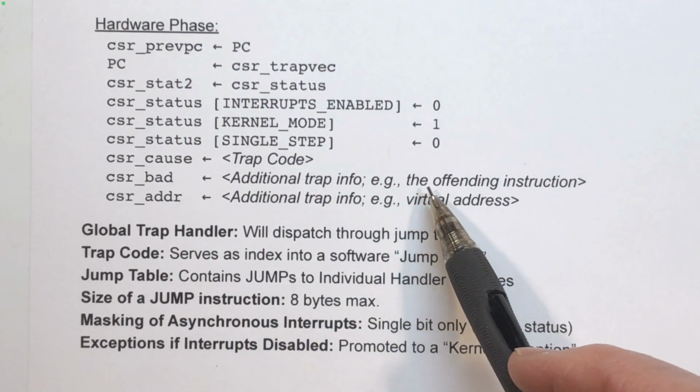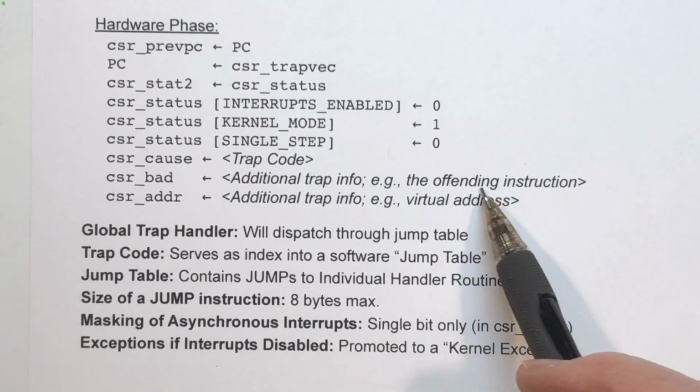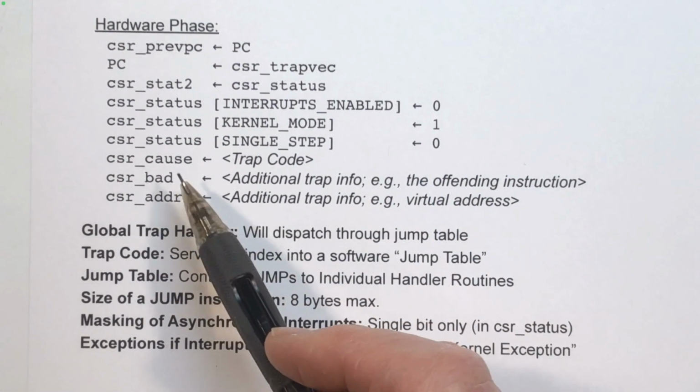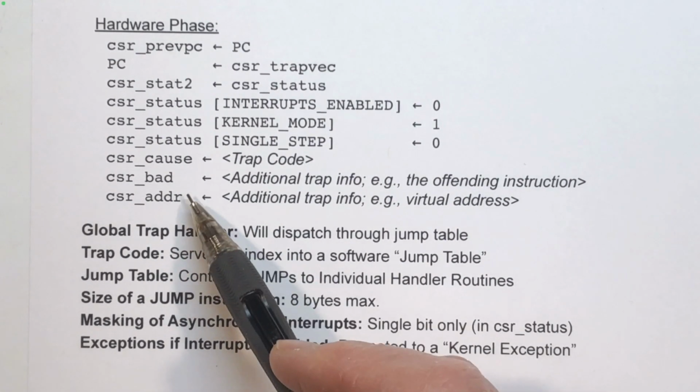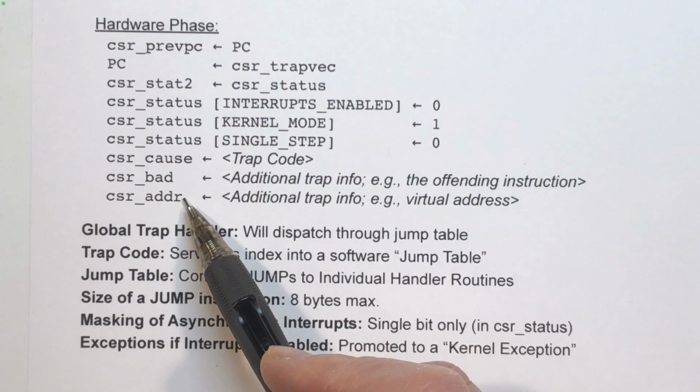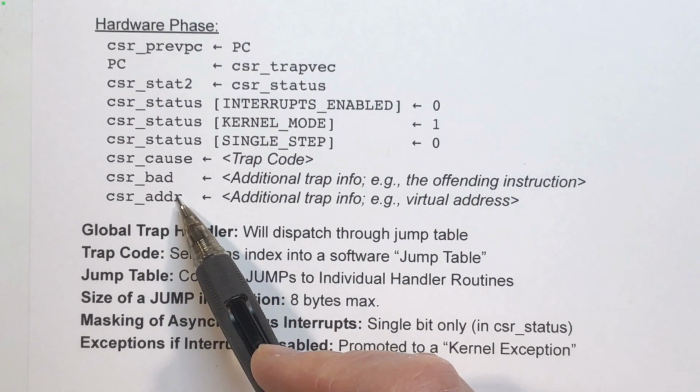For example, if it's an emulated instruction that caused the trap, then the offending instruction that needs to be emulated would be saved in the bad register. If it's a page fault or something else, the address that's causing the trap will be saved in the CSR called address.